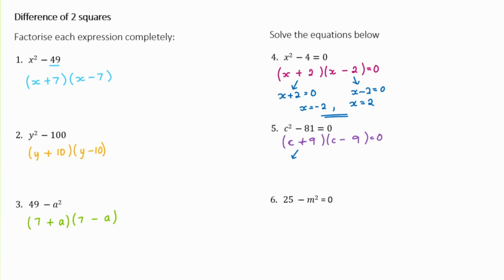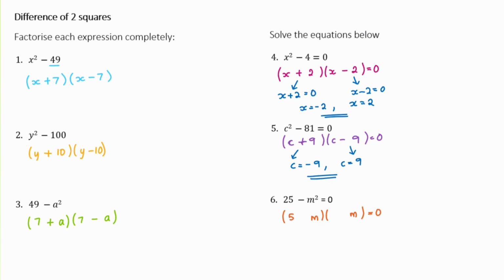So in order to solve these, we have to separately equate both brackets to 0. So for the first bracket, if c plus 9 is equal to 0, that means c has to be minus 9. And for the second bracket, if c minus 9 is equal to 0, that means c has to be equal to 9. For number 6, we've got 25 minus m squared is equal to 0. So we are first going to put m as the second term of each bracket. And the first term is 25. Square root of 25 is 5.